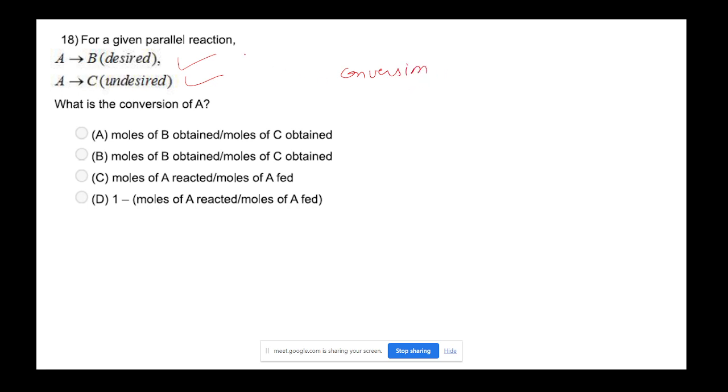Here, instead of a single reaction, A will be consumed in both the reactions. So conversion here will be nothing but moles of A reacted in both reactions per unit mole of A fed. Which is nothing but option C, moles of A reacted over moles of A fed.